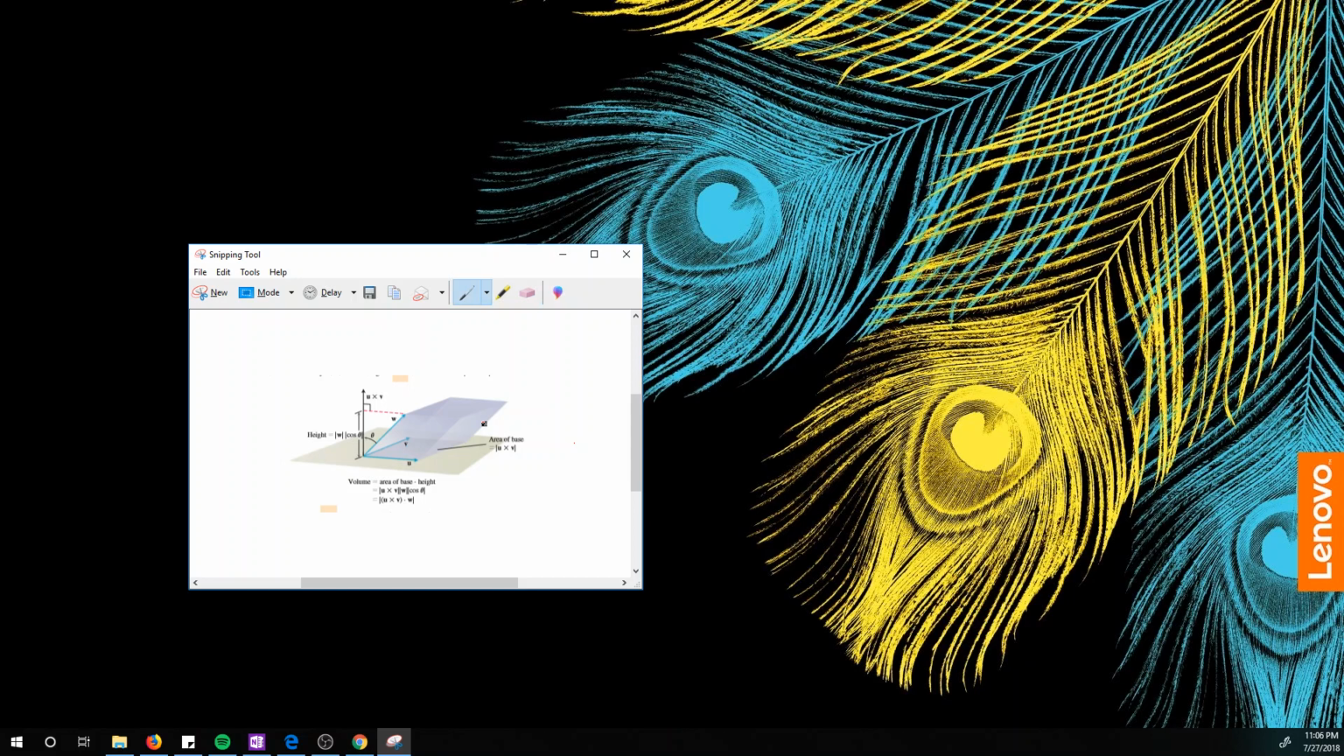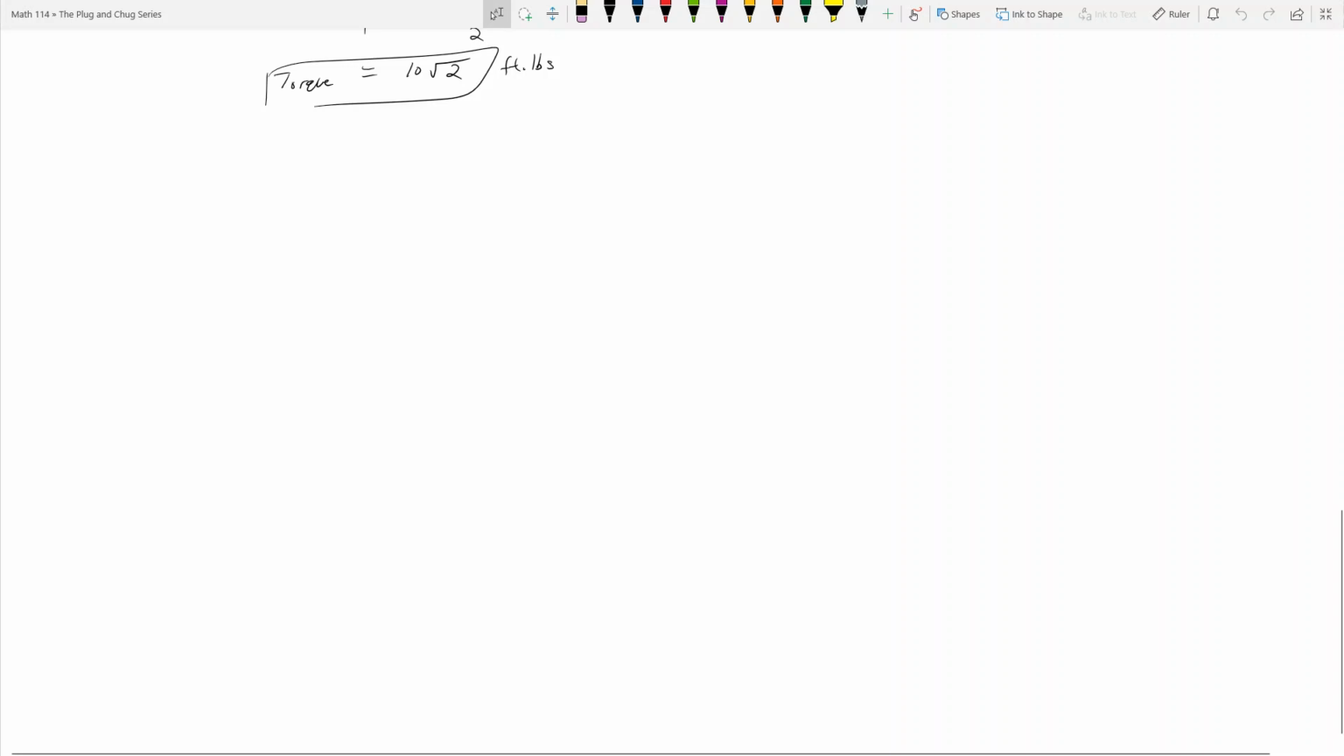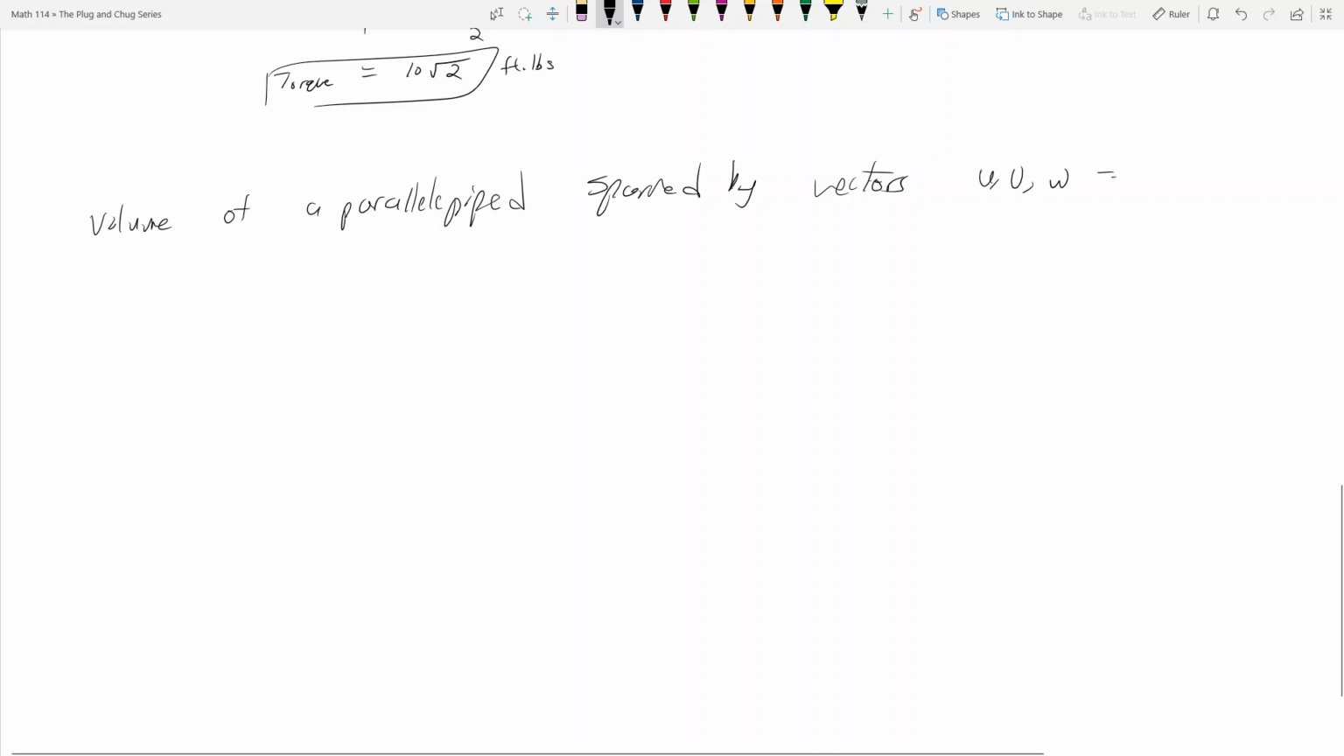And so how do we do that? Well, you see an equation down there. This picture's from a book, by the way. Let's pull it up. So the volume of a parallelepiped spanned by vectors u, v, w. What is this equal to? It's equal to the magnitude of u cross v dotted with w. Okay, so we're kind of pulling everything together.